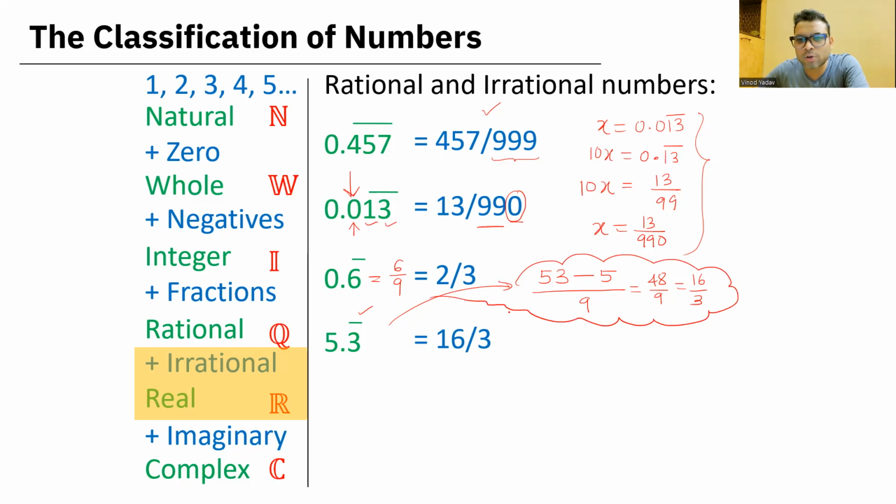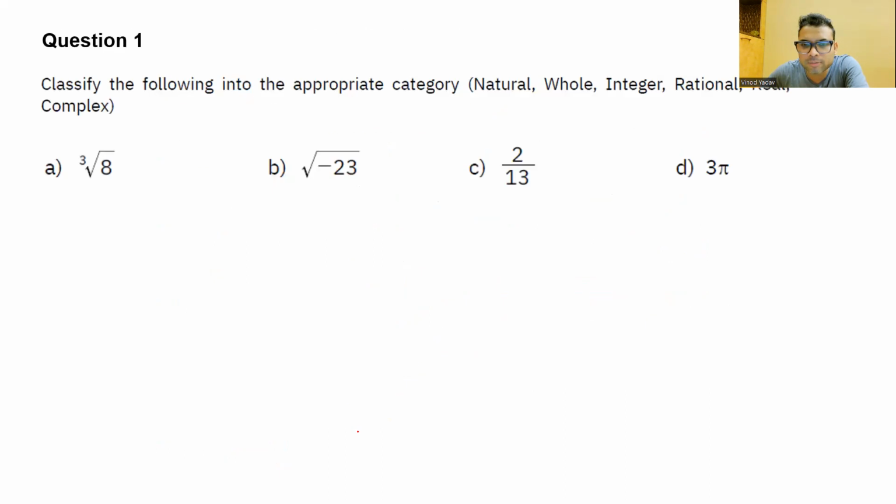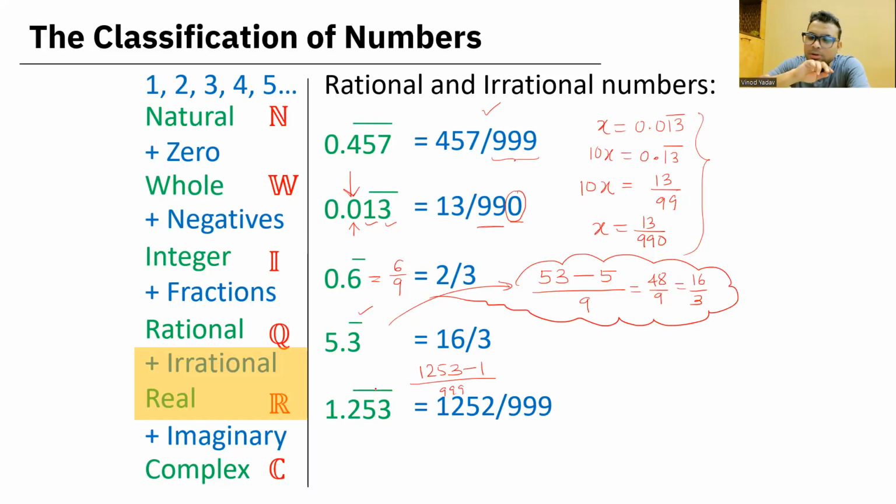Entire number minus non-repeating part. So come on. Similarly in this one, I'm sure you must have done it. You can pause the video and do it. 1253 minus 1 divided by 999, right? Because 3 digits are repeating. 1252 divided by 999. Okay. Got it? Sure.